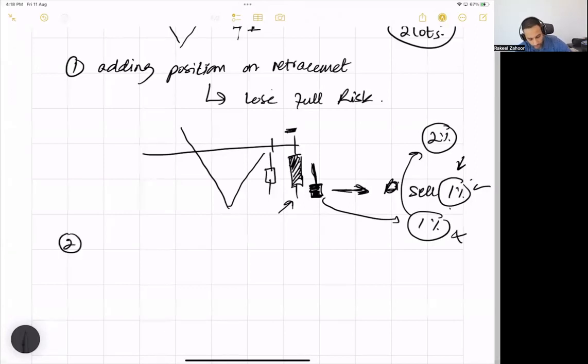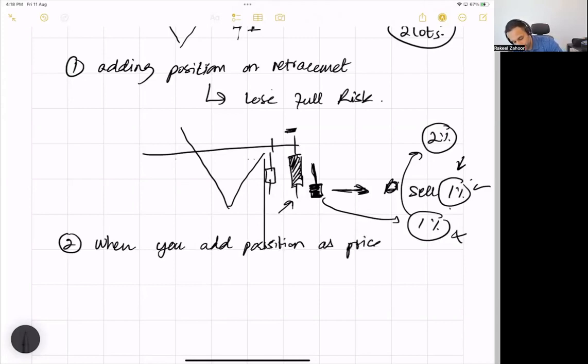So scenario number two becomes when you add a position as price goes in your favor. That's when you add the position, because now there's less risk.